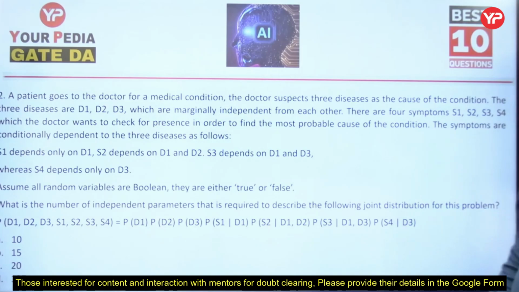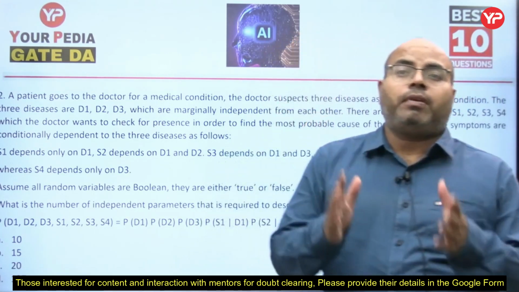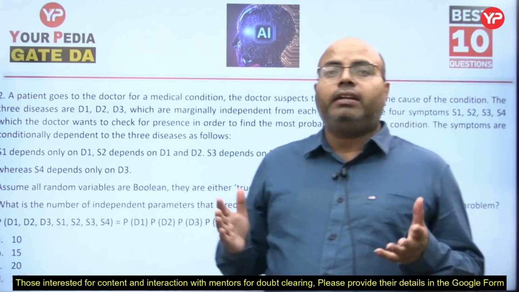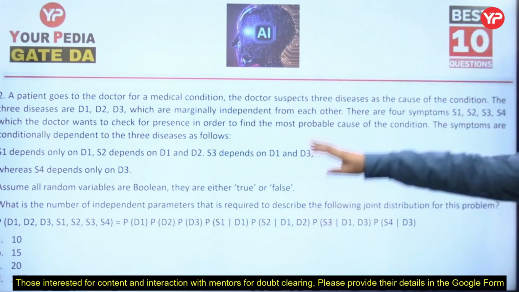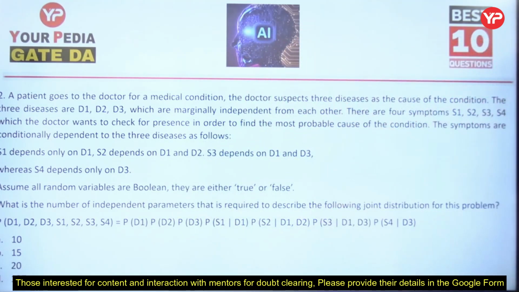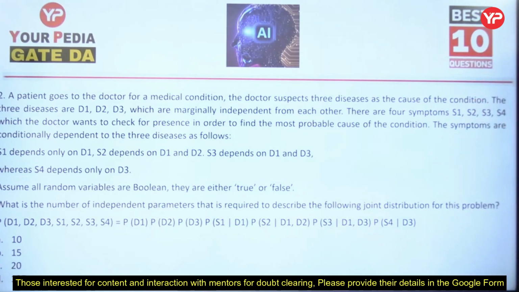Now this question is a bouncer. Let us face it, because such types of questions are going to come in GATE and we have to be prepared for these questions also. A patient goes to the doctor for a medical condition. The doctor suspects 3 diseases as the cause of the condition.